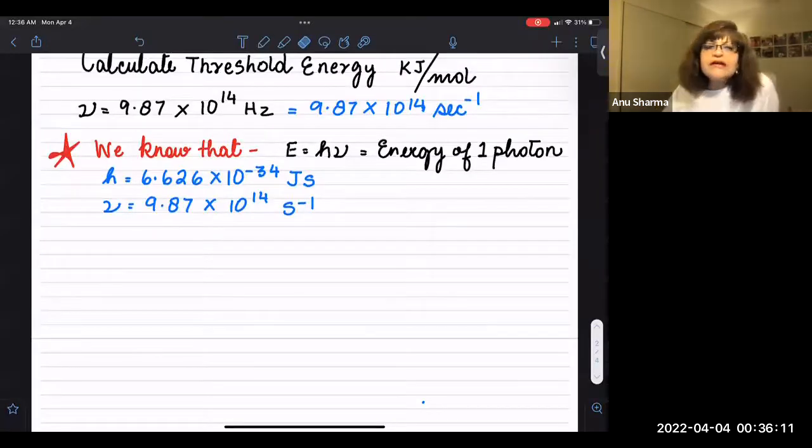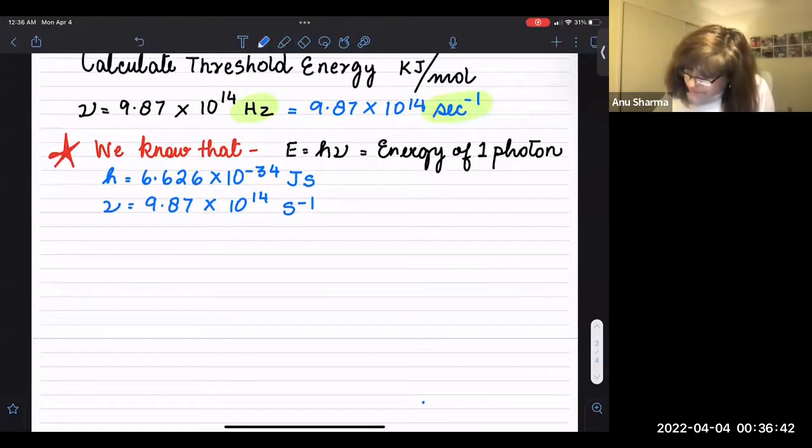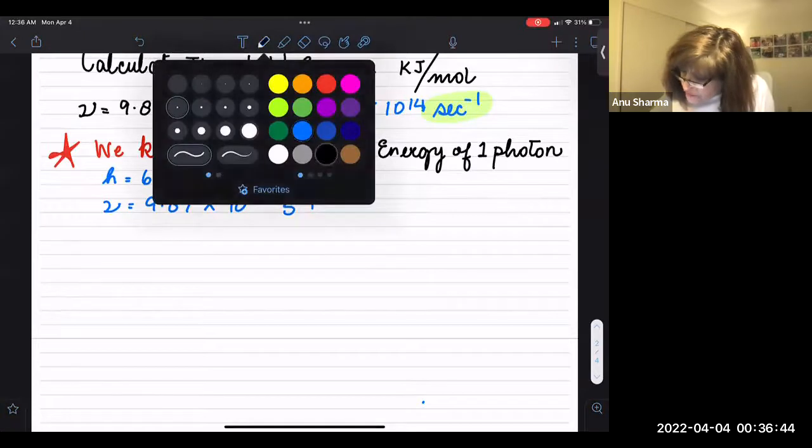Here we know that E is equal to h nu, and that is the energy of 1 photon. The value of h is the Planck's constant, 6.626 into 10 to the power -34 joules times seconds. The nu, which is the frequency, is 9.87 into 10 to the power 14 per second. Now per second is the hertz, so these are interchangeable, hertz and per second. Now let's find the energy of the photon using these two values.